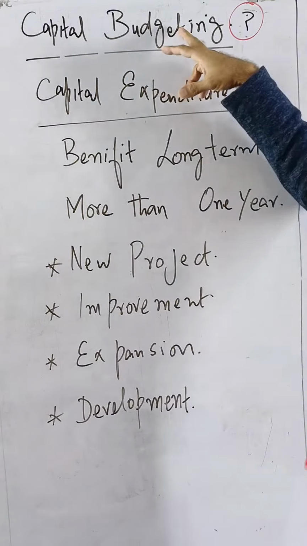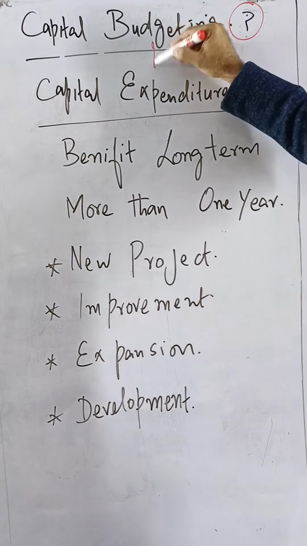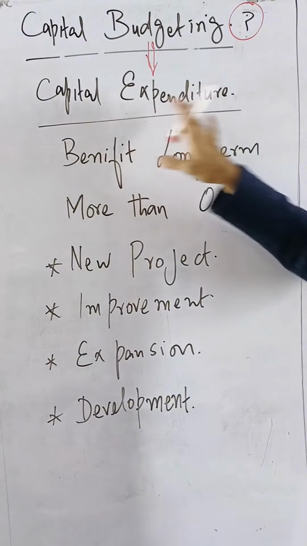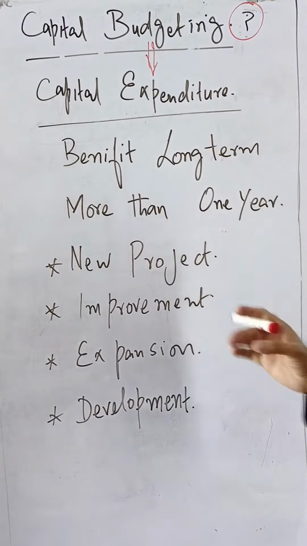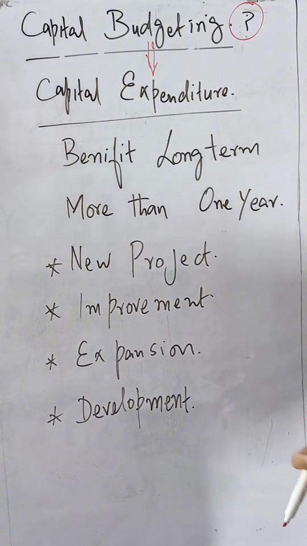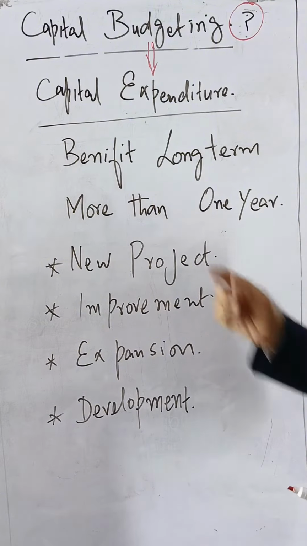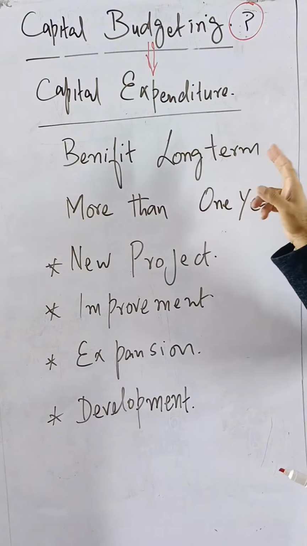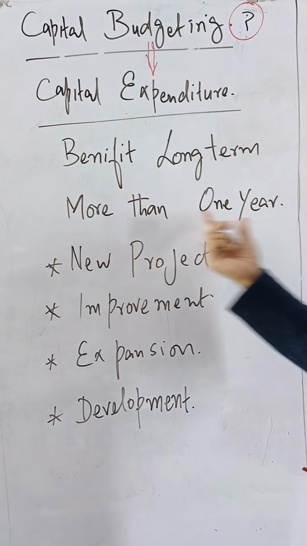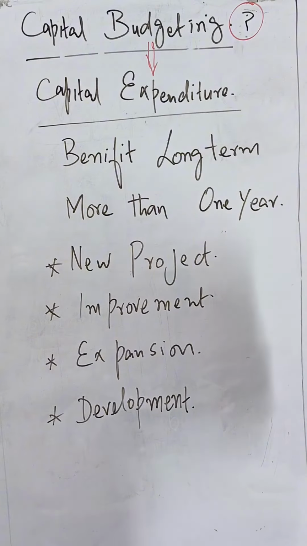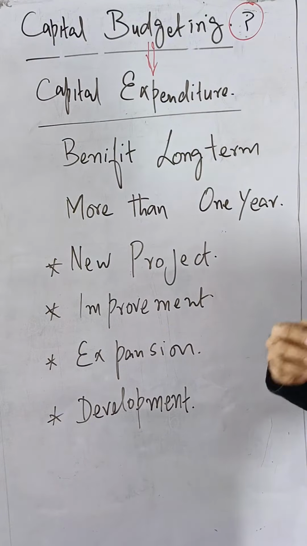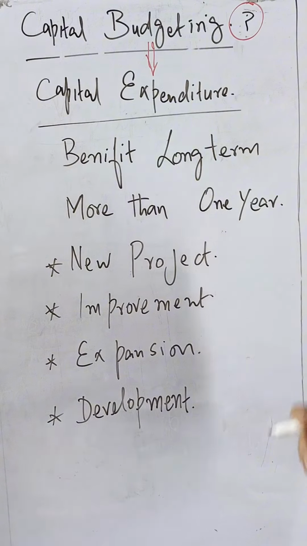So it is basically budgeting for what? The budgeting for capital expenditure. Now we have to understand the meaning of capital expenditure. Capital expenditure is any expenditure which the company or business is making where the benefit is long term, meaning more than 1 year. For example, a business is buying a new building, or starting a new project, or purchasing new machinery.